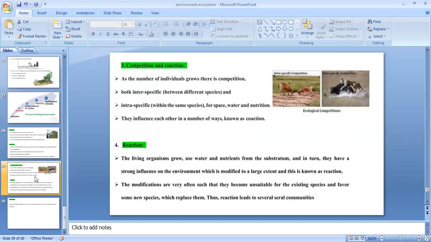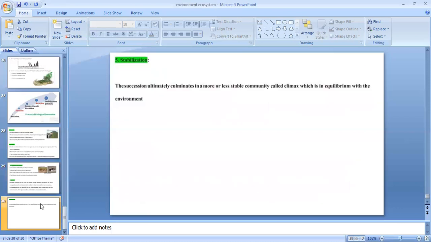The modifications are very often such that they become unsuitable for the existing species and favor some new species which replace them. Thus, reaction leads to several seral communities and stabilization. The succession ultimately culminates in a more or less stable community called climax, which is in equilibrium with the environment.